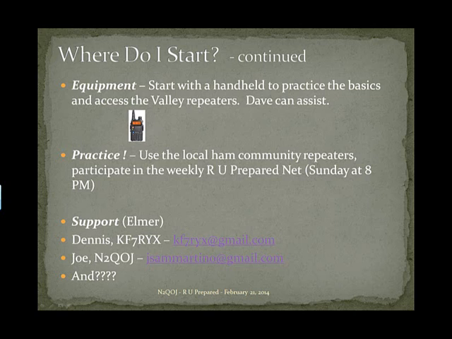Most important, when you have that radio and your new license, practice. Use the local ham community repeaters. Participate in the weekly net that we've begun for this group on Sundays at 8 p.m. But most importantly, follow the basic repeater usage guidelines that are posted in the group. Listen to some of the popular repeaters at commuter times in the morning and afternoon. You'll hear quite a bit of interaction with folks, and listening is the best thing you can do to help yourself learn how to use these systems.